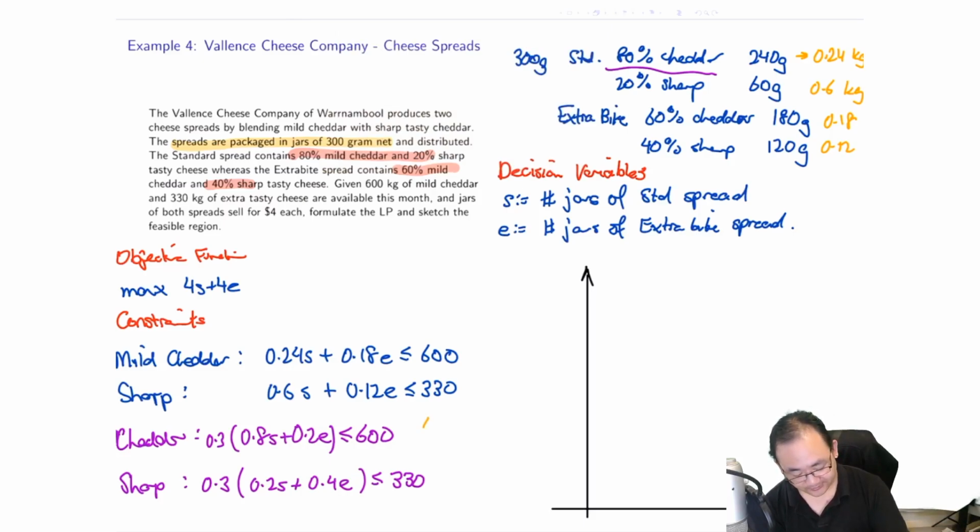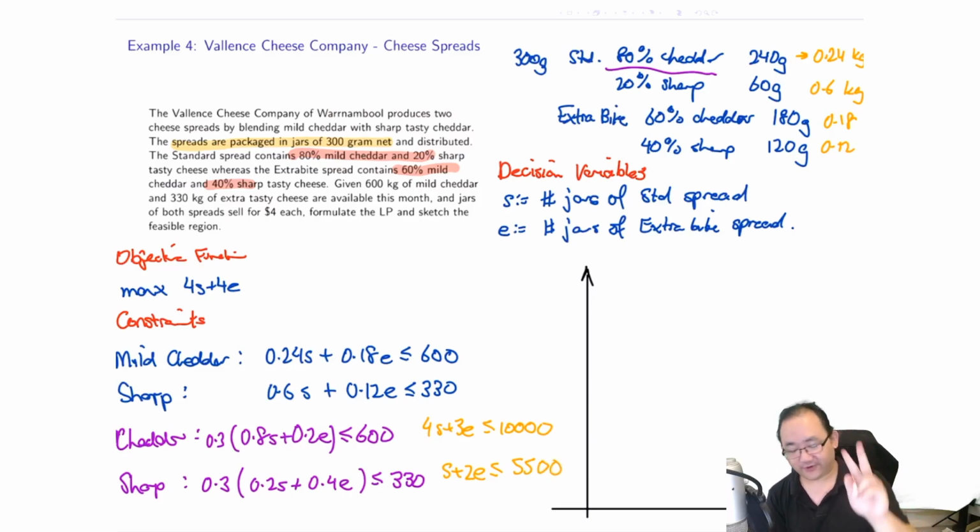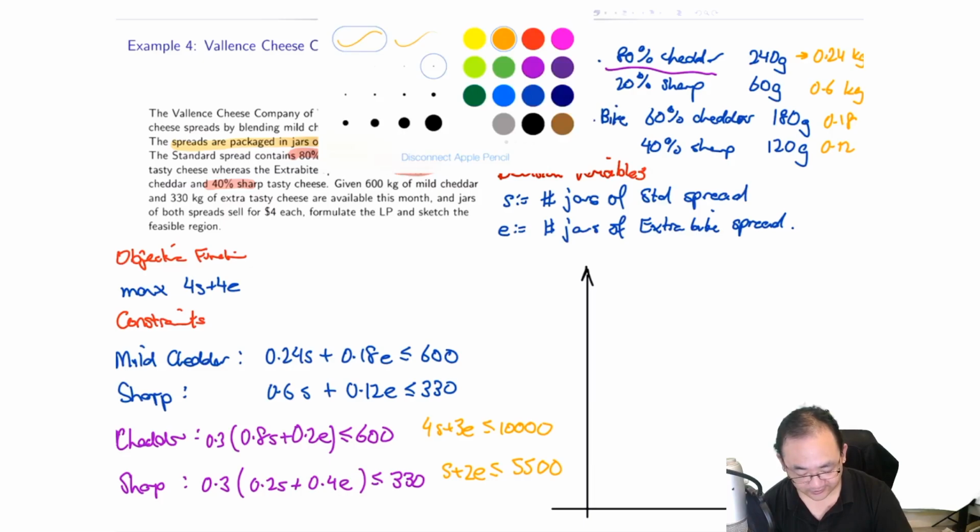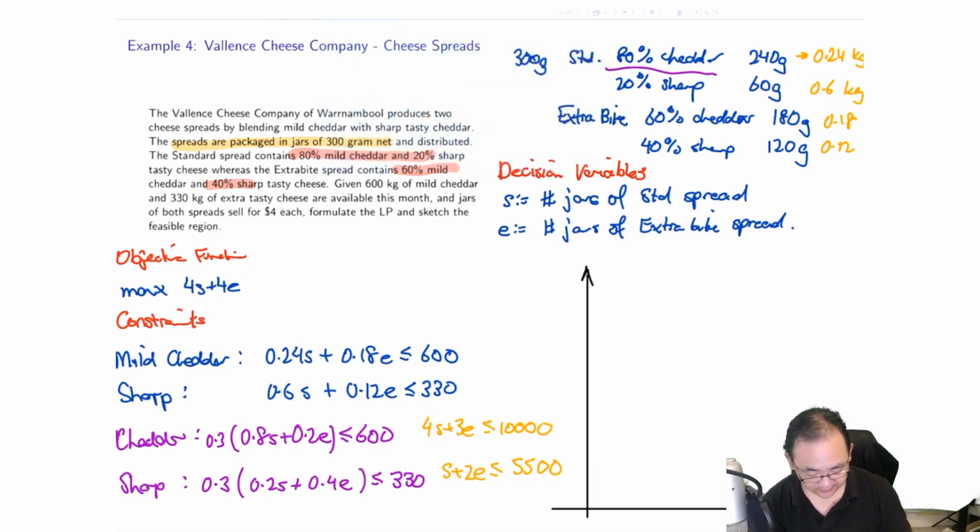So this first one is going to be 4s plus 3e is less than or equal to 10,000. And the next one is s plus 2e is less than or equal to 5,500. Okay, and we've only got two constraints, so this should be reasonably easy to sketch. Once again, I'm going to go through the intercepts in my head. Actually, no, I'm still going to write them down.